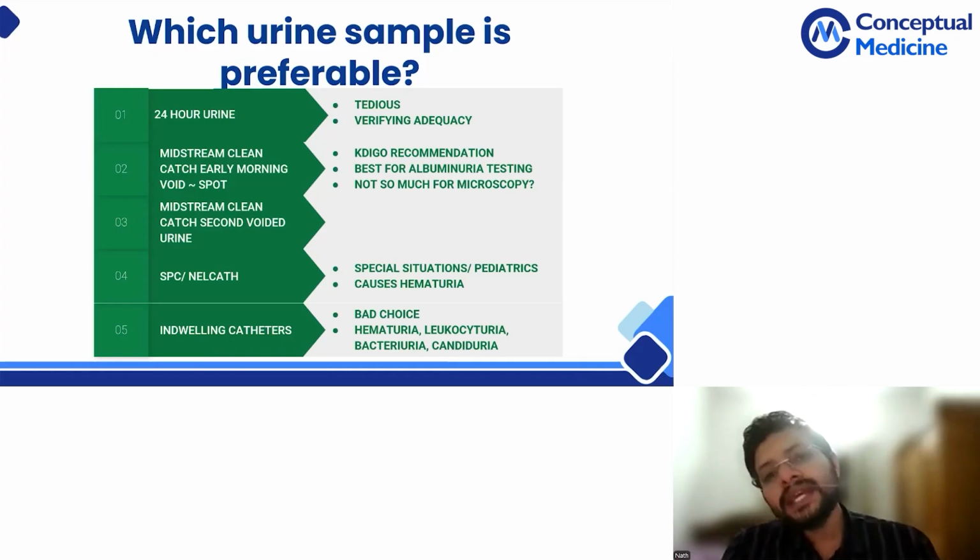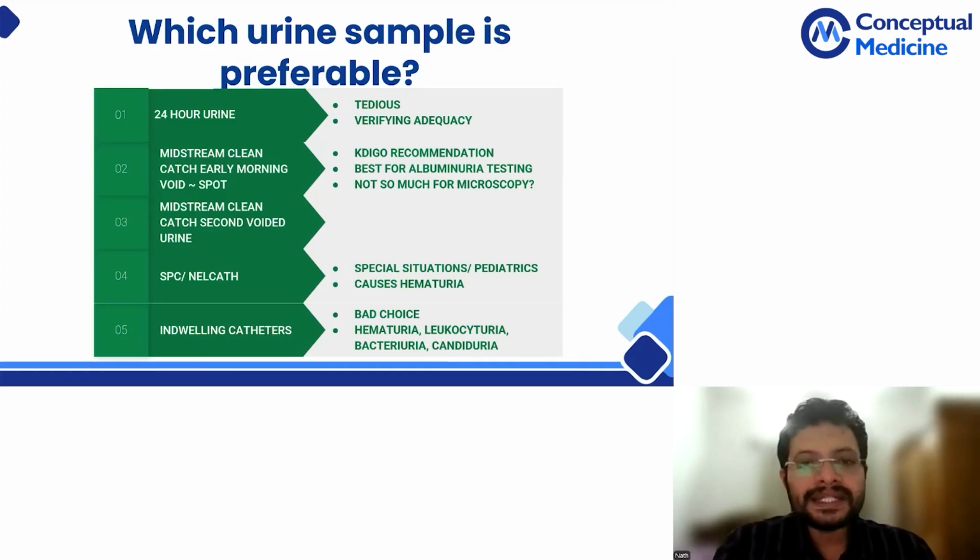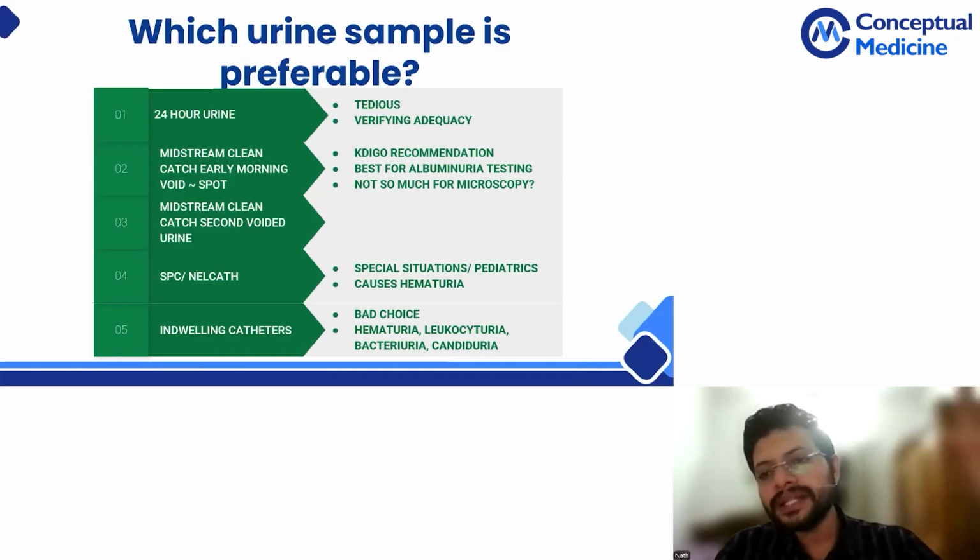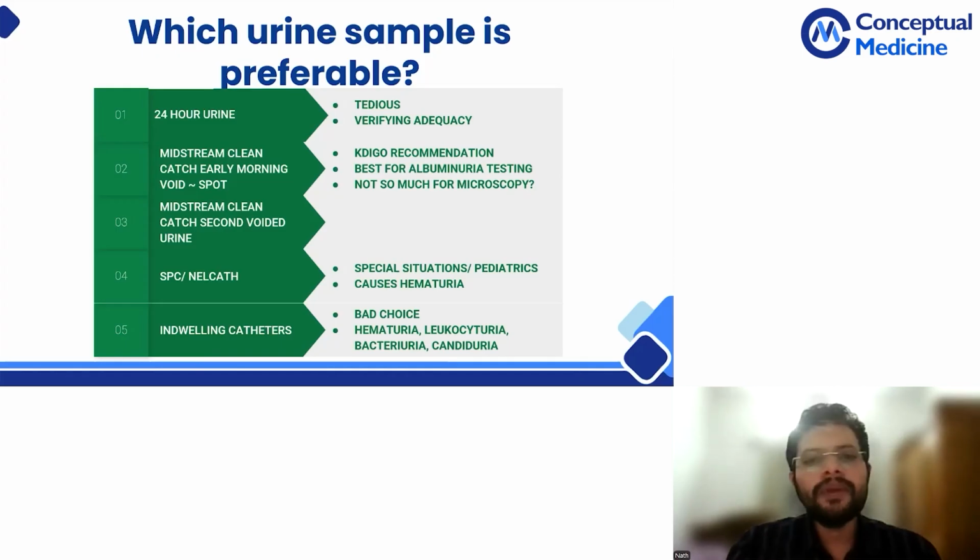So going into the other points about these tests, when you talk about a spot urine sample, it is the test that is given by the KDIGO, which is the Kidney Disease Improving Global Outcomes body, the global body that gives us the guidelines for managing kidney diseases. They tell us that it's the most practical and most valid sample that you can get, either the first or the second void urine of the morning. And it's okay for albuminuria testing, but you're really doubtful whether it is okay for microscopy.